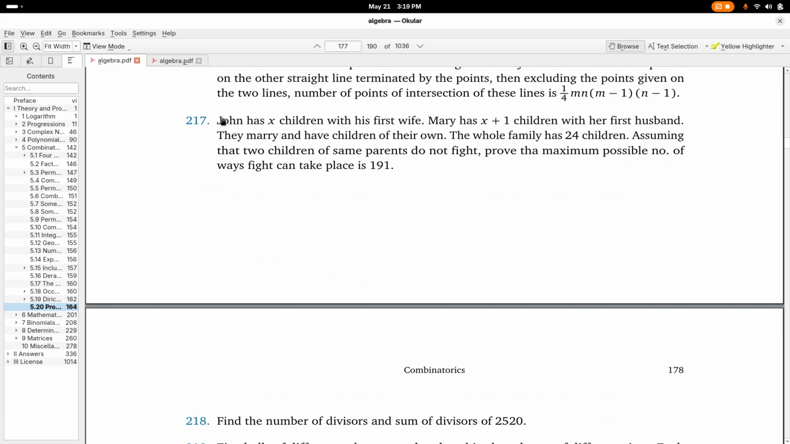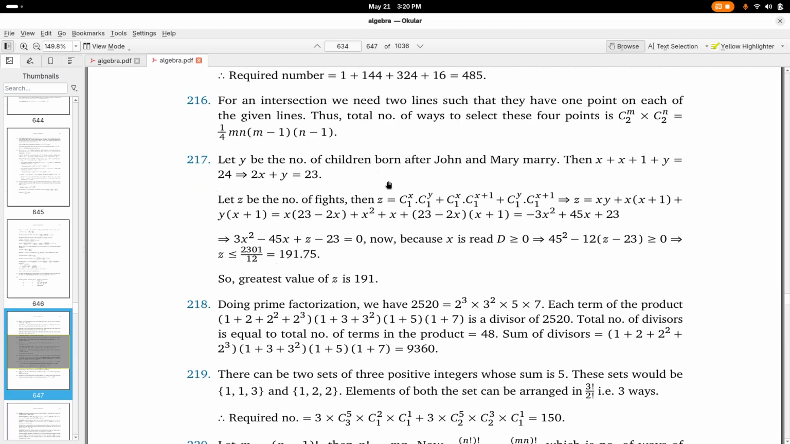Question 270 says that John has x children with his first wife. Mary has x plus 1 children with her first husband. They marry and have children of their own. The whole family has 24 children. Assuming that two children of the same parents do not fight, prove that the maximum possible number of ways a fight can take place is 191.